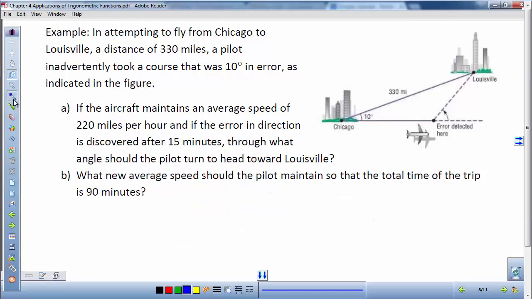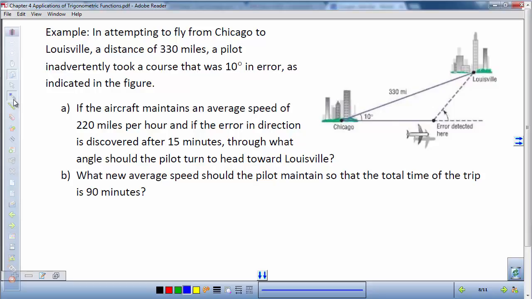Okay, so we're trying to fly from Chicago to Louisville, but he takes the wrong path. He's off by 10 degrees as shown in the figure. If the aircraft maintains an average speed of 220 miles per hour, and if the error is discovered after 15 minutes, what do we use that piece for? To find how far he traveled in the wrong direction, right?